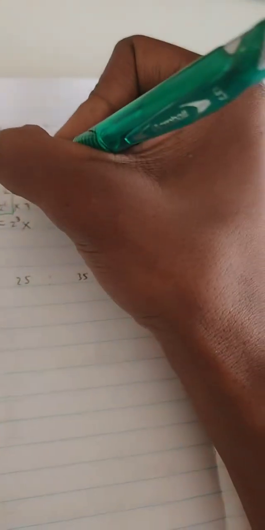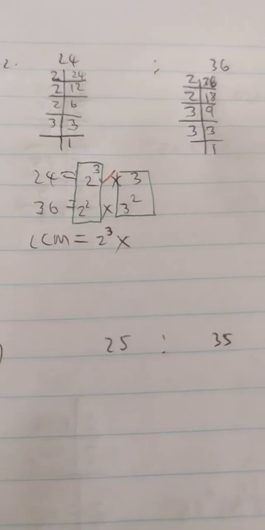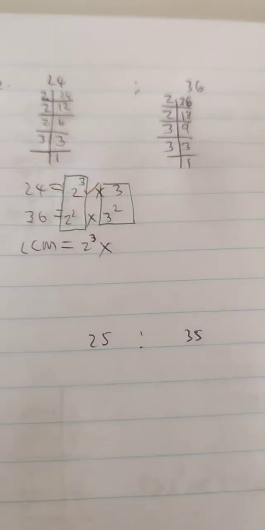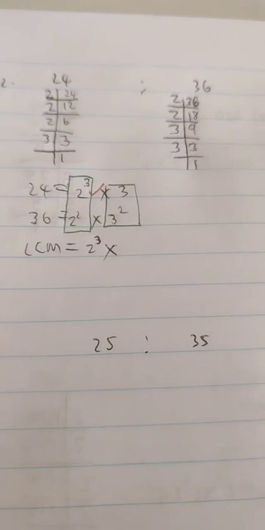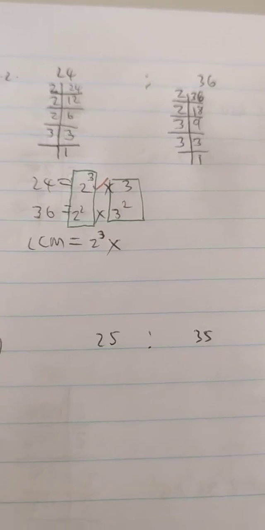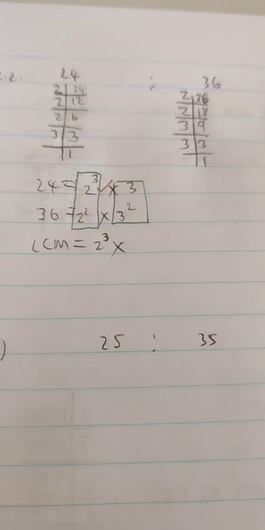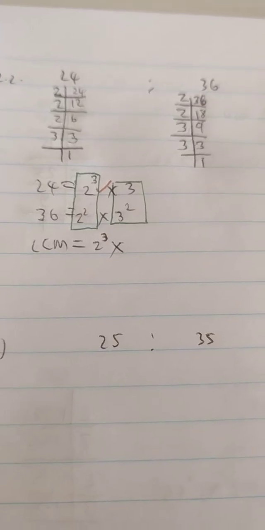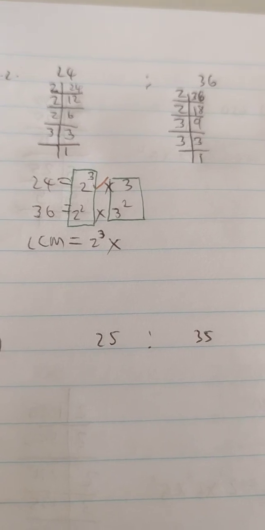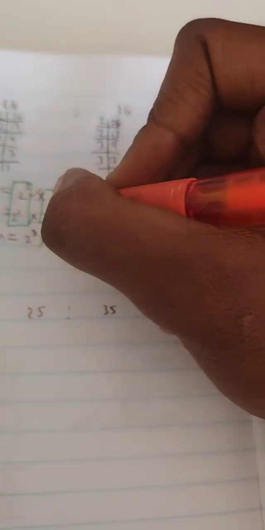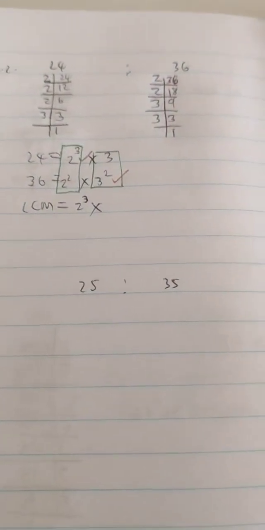Multiplied by base 3, which is also common. So who are we taking? Base with the highest exponent. 3 squared is getting taken, because that's what we take for our LCM. Then we do the maths.